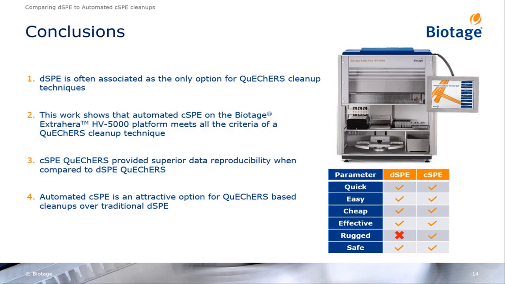One thing we found that was interesting was that the CSPE QuEChERS provided superior data reproducibility when compared to the dispersive QuEChERS cleanup technique. This led us to conclude that automated column-based SPE is an attractive option for QuEChERS-based cleanups when compared to traditional DSPE, or dispersive SPE, cleanup techniques.